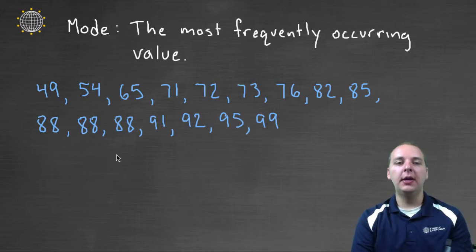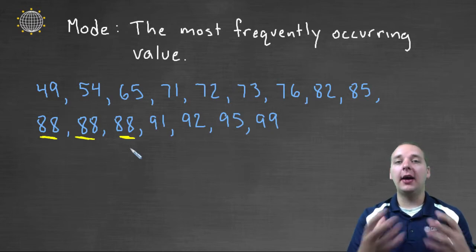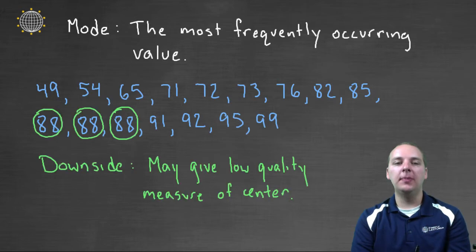So in this example, I see, for instance, that 49 only occurs once, so does 54, so do most of these, but I see that 88 actually occurs 3 times. And so if 3 students accounted for test grades of 88, then maybe that's a good representation for the entire class. Now there are some downsides to the mode though.